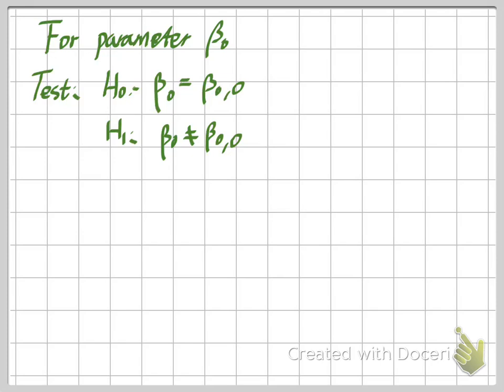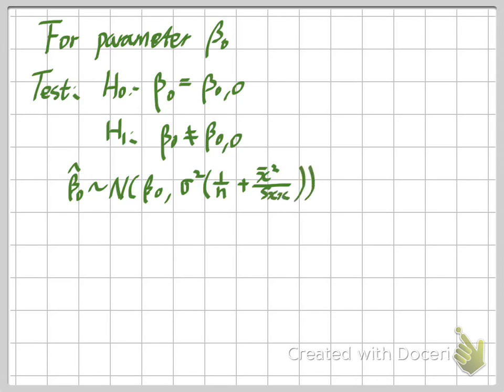Our beta 0 is still a normal distribution, but the mean and variance are different. Here for our beta 0, of course, the mean is the true value of our beta 0. But the variance is sigma square times the parentheses 1 over n plus x bar square, where x bar is our sample mean, divided by our S sub double x. So this is our variance. You can see this is a little more complicated than the variance of our beta 1.